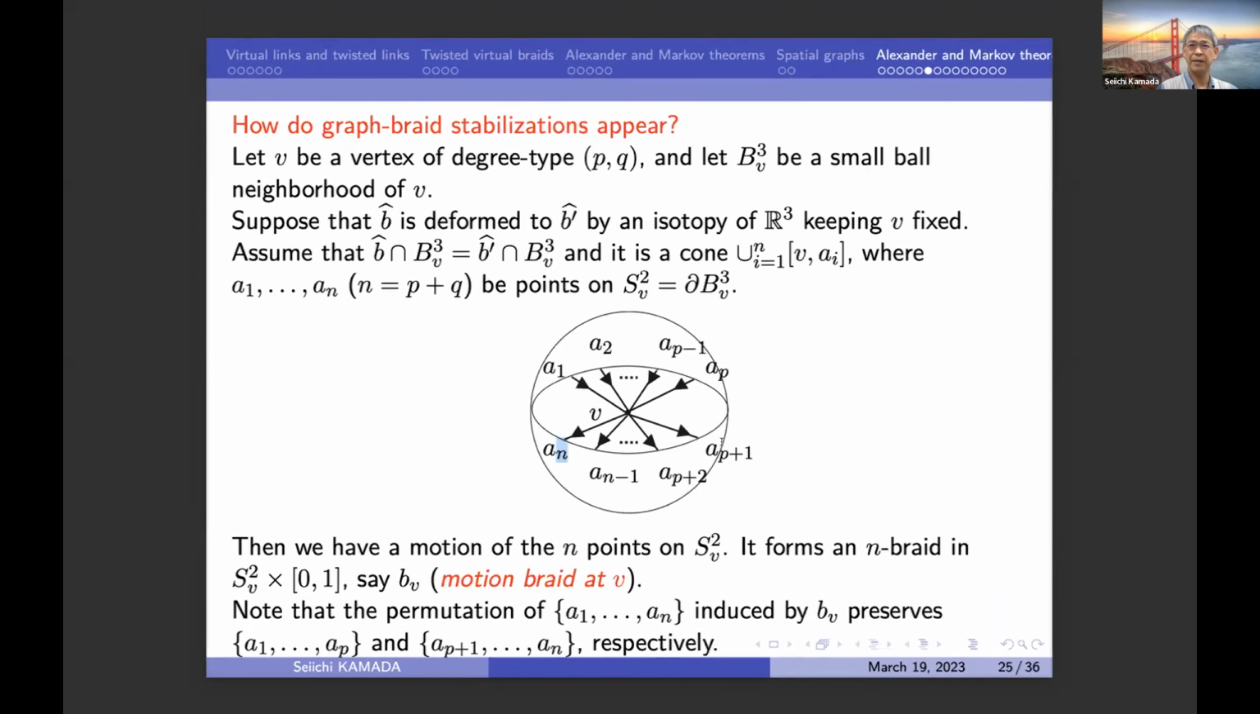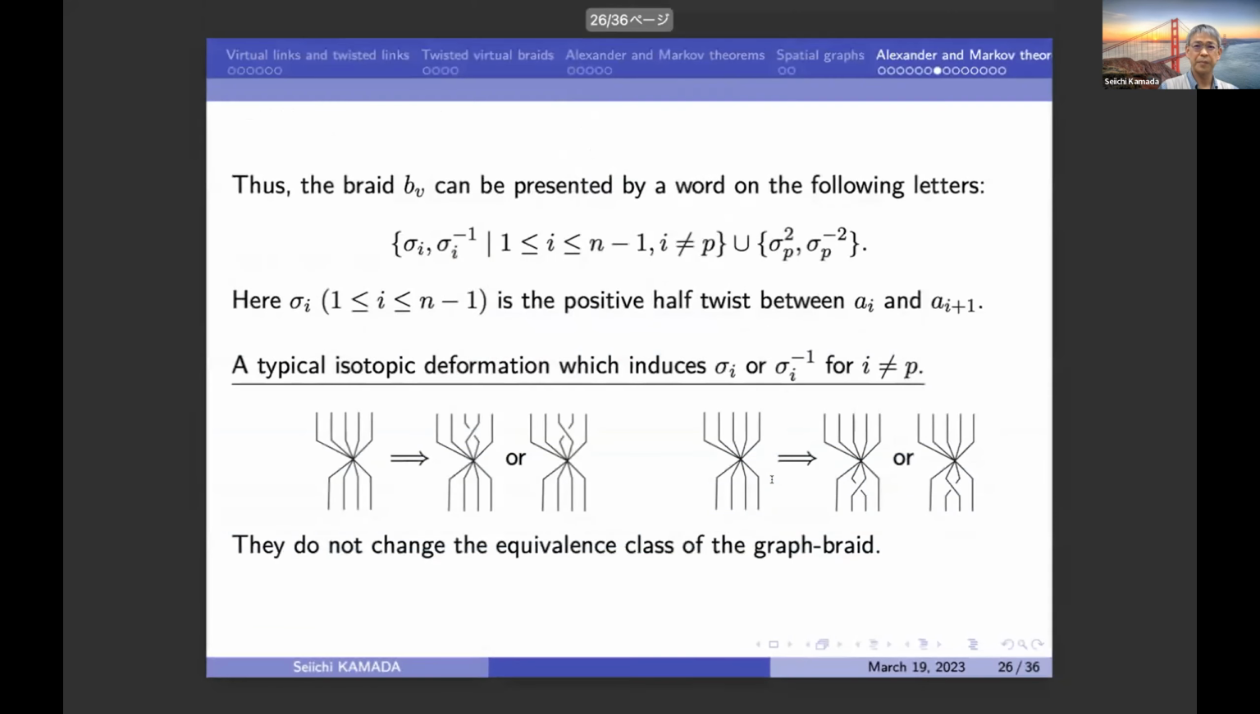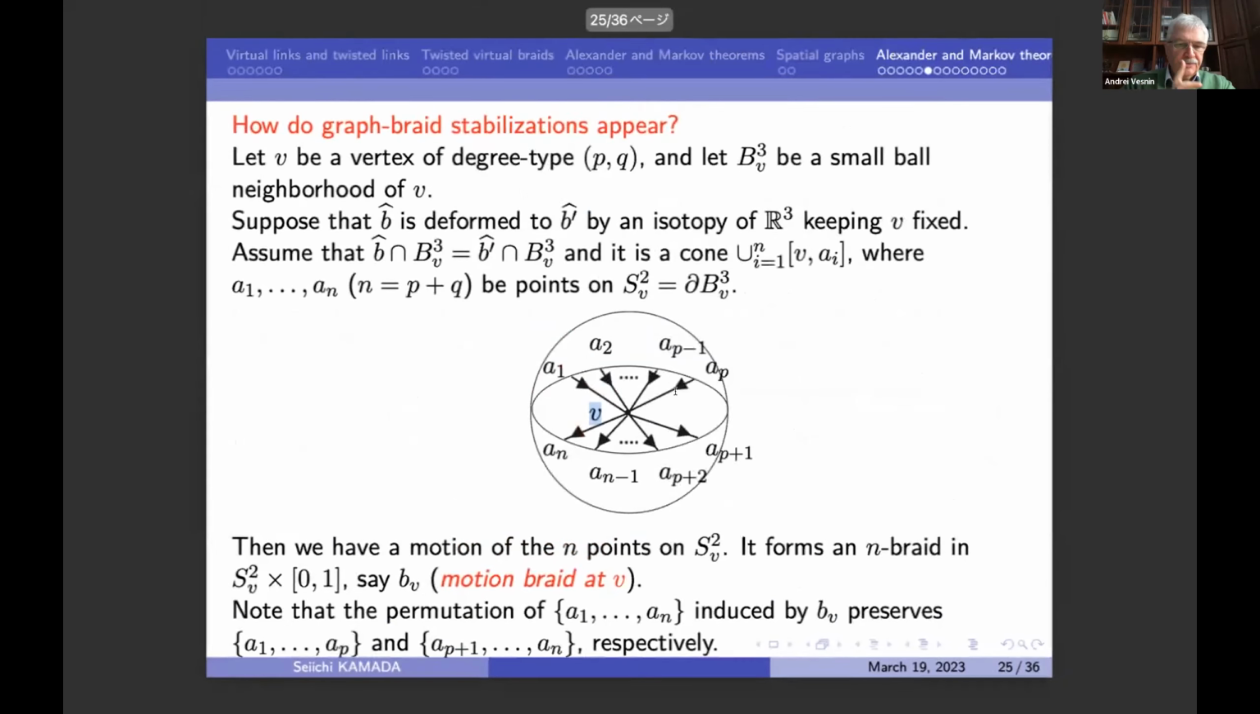So if we have an ambient isotopy keeping the position V, then we have a motion braid around this vertex. And sorry, so it means that your vertices are not rigid, yes? Not rigid, yeah, not rigid case, you're right. And such a braid is generated by a standard generator sigma I around this, and the standard generator sigma I around this. But for this part, sigma I square, that is generators for such a braid.